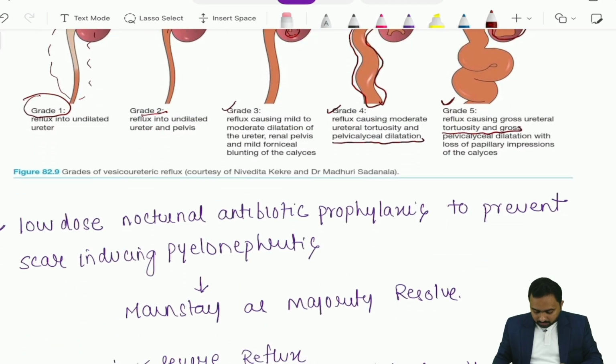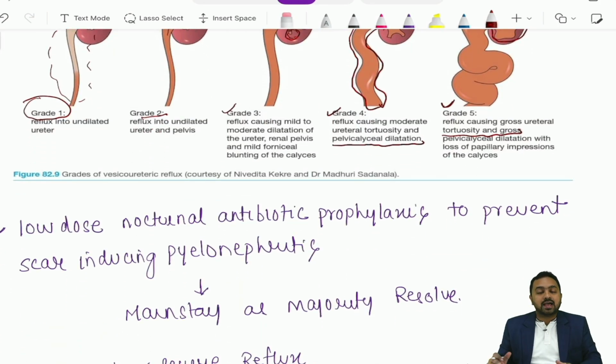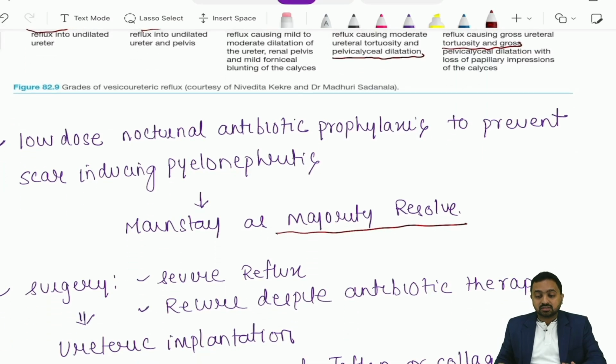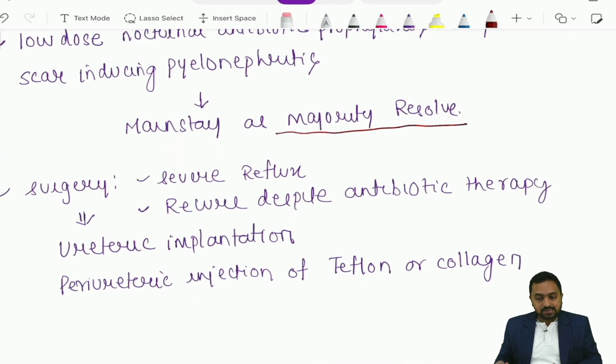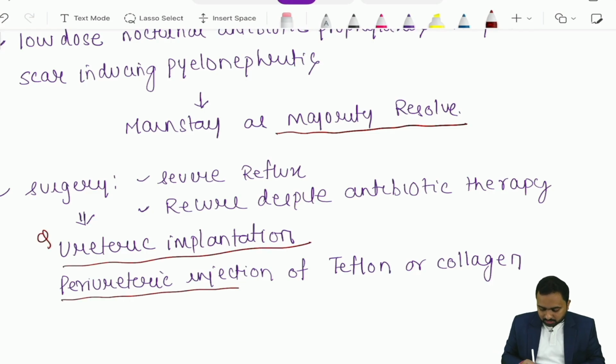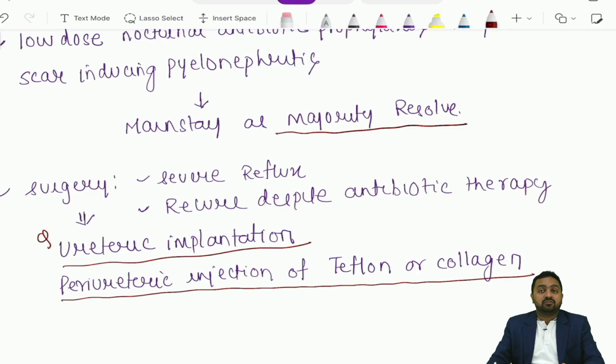So the treatment would be low dose nocturnal antibiotic prophylaxis to prevent scar inducing pyelonephritis, as the majority of them resolve on their own, and surgery is usually reserved for severe reflux and reflux which recurs despite antibiotic therapy. What is the surgery that you need to do? A ureteric implantation or a periureteric injection of Teflon or collagen has been found to be useful.